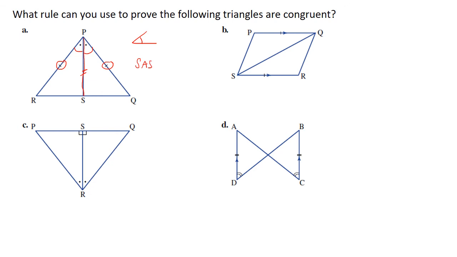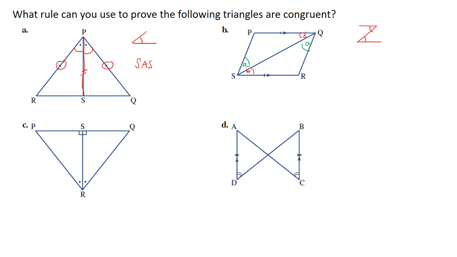Question B. We've got 2 parallel lines, so straight away, I start to look for alternate angles. So we know that this angle and this angle are the same. Let me change my pen just to give it a different color. And this angle and this angle are the same. Let's call this A, and let's call the other one B, just so we can see it a bit better. So angle B and angle B are the same.